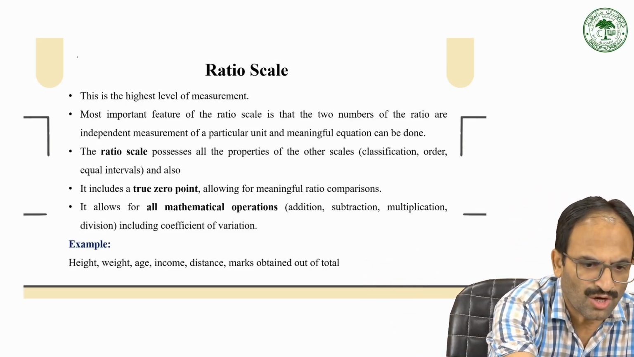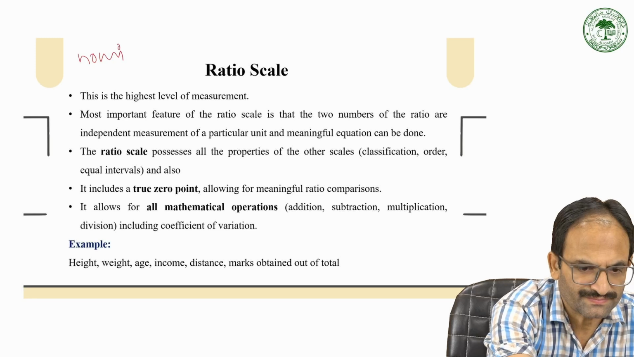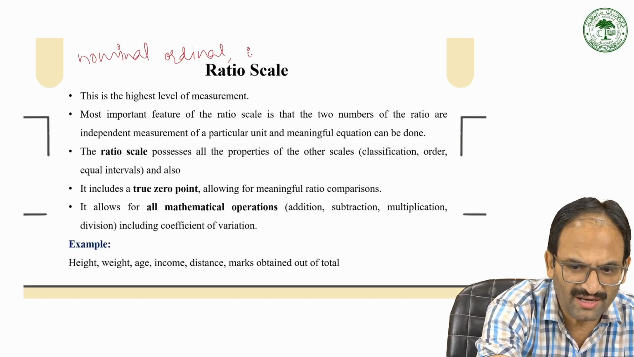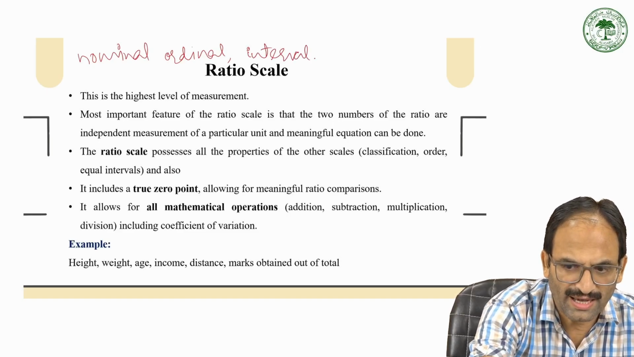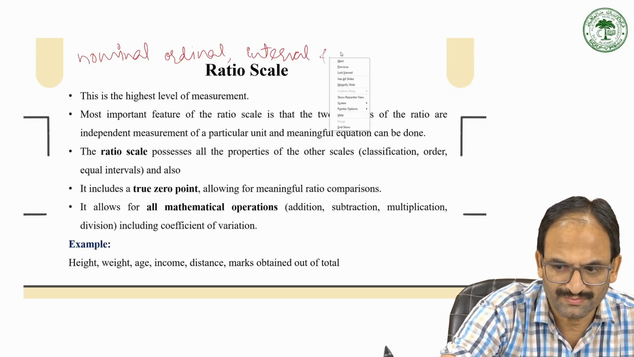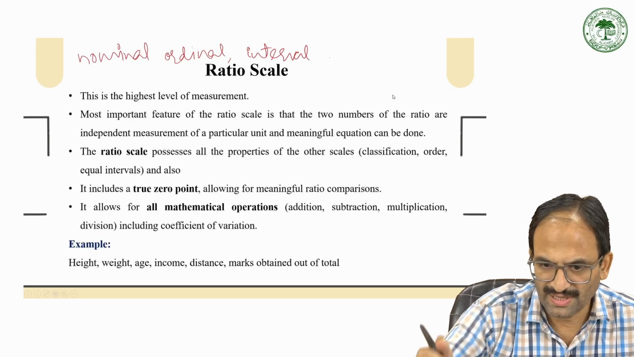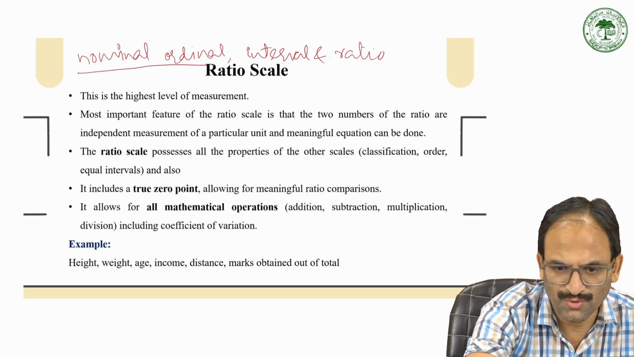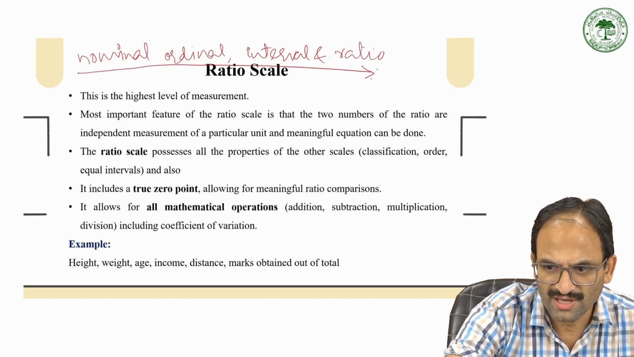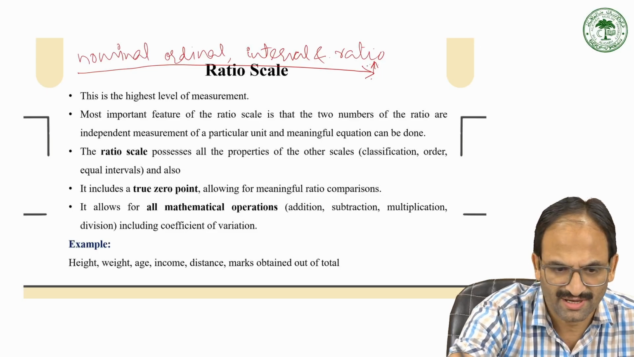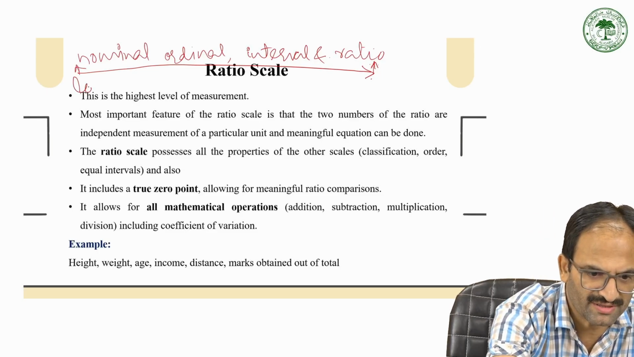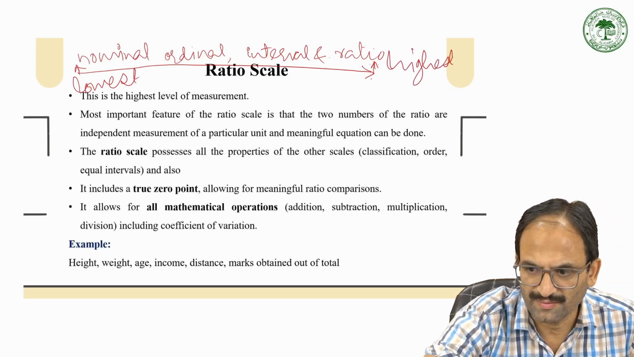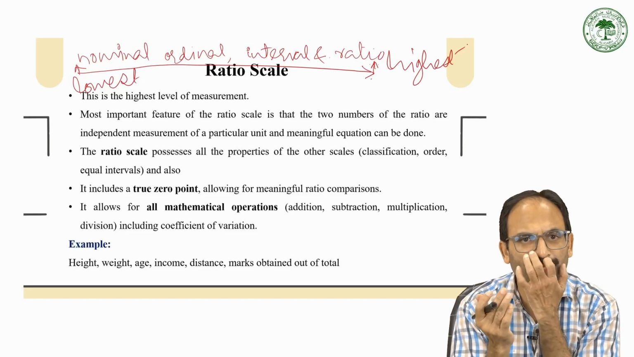So nominal, ordinal, interval and ratio. This is the highest level of measurement and this is the lowest level. This is the lowest level and this is the highest level. This is the highest level of measurement, ratio scale.